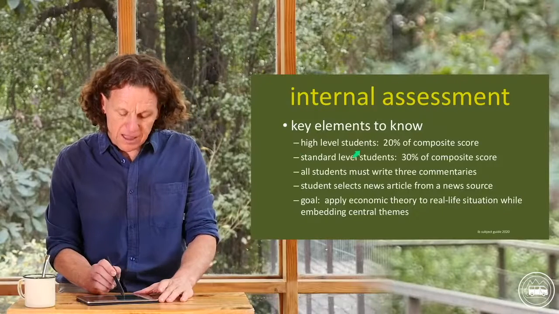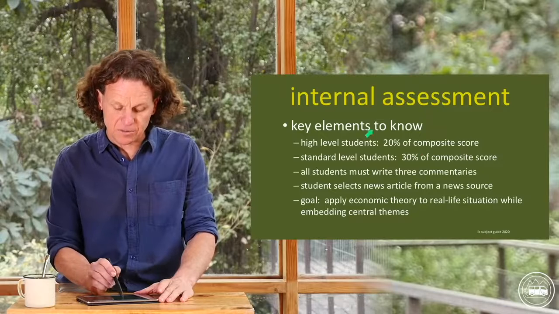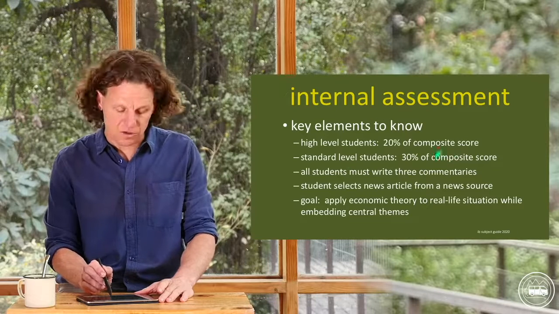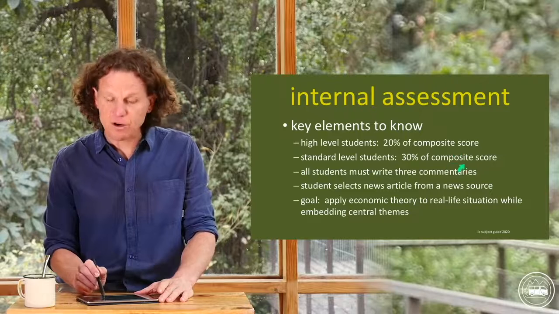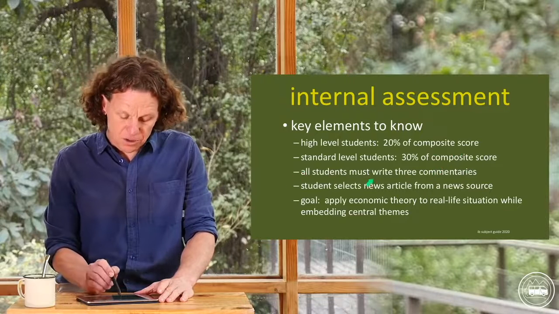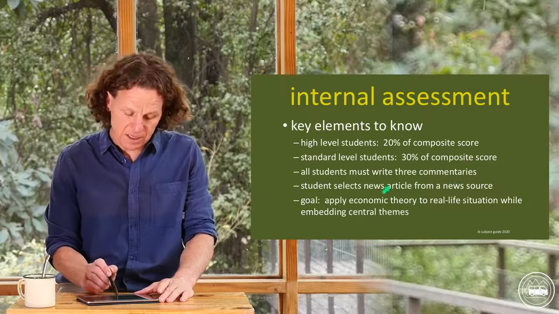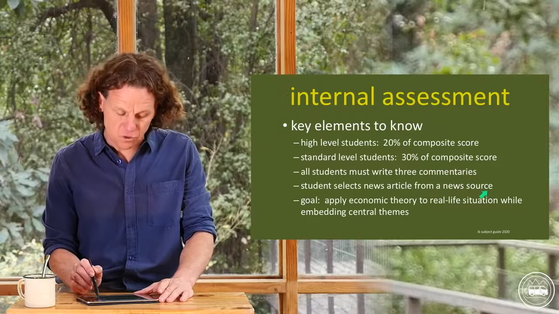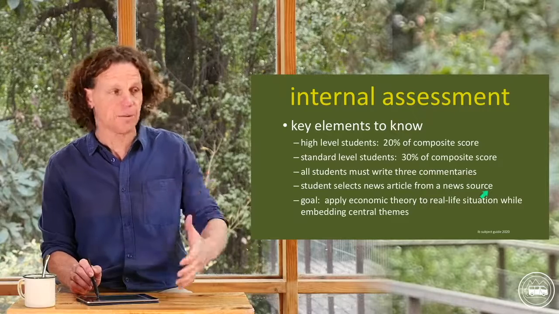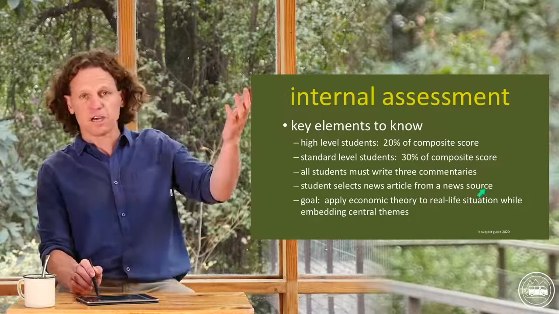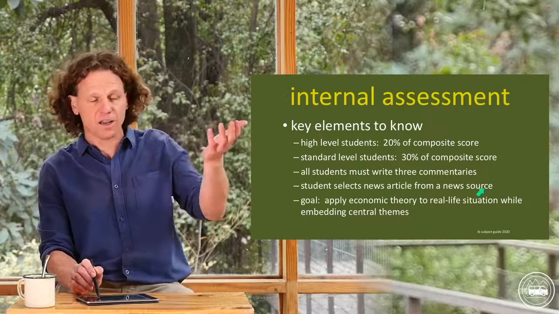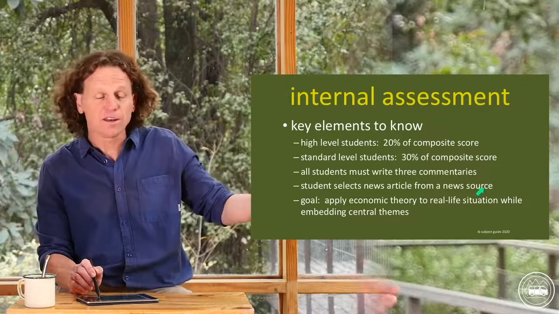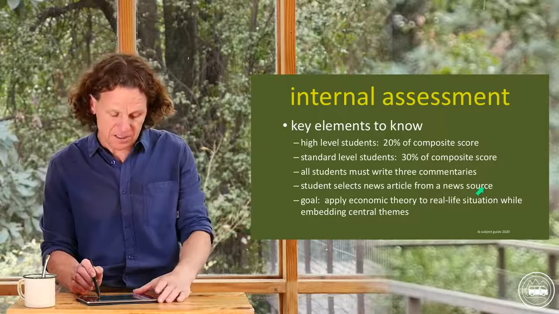First of all, if you're a high-level student, the IA, internal assessment, is 20% of your overall composite score. If you're a standard level student, it's 30% of your composite score. Okay? All students must write 3 of these commentaries. Each student selects a news article from a different news source. So you actually get a real-life example, an article from the New York Times, the London Times, the Guardian, the Cleveland Plain Dealer, whatever, Singapore Times, doesn't matter.